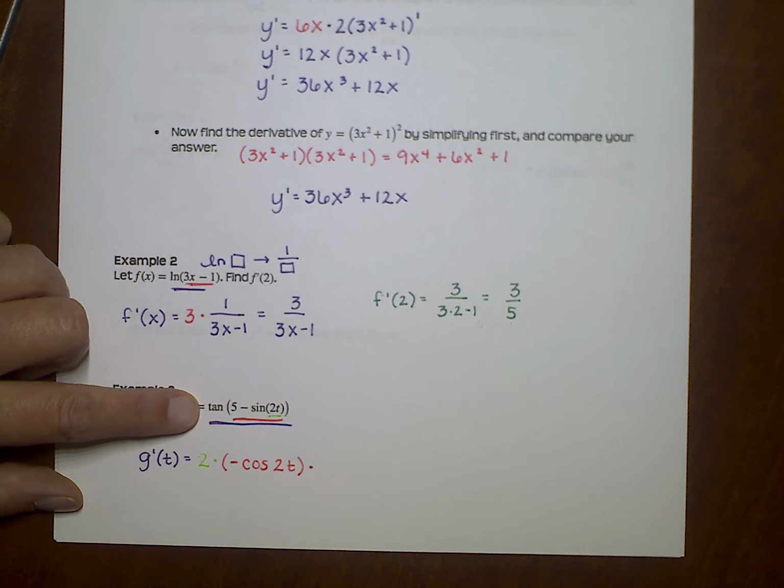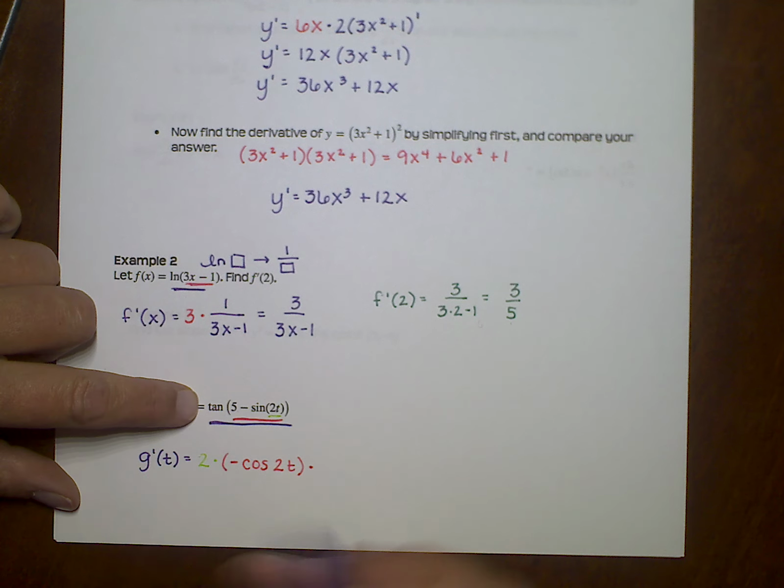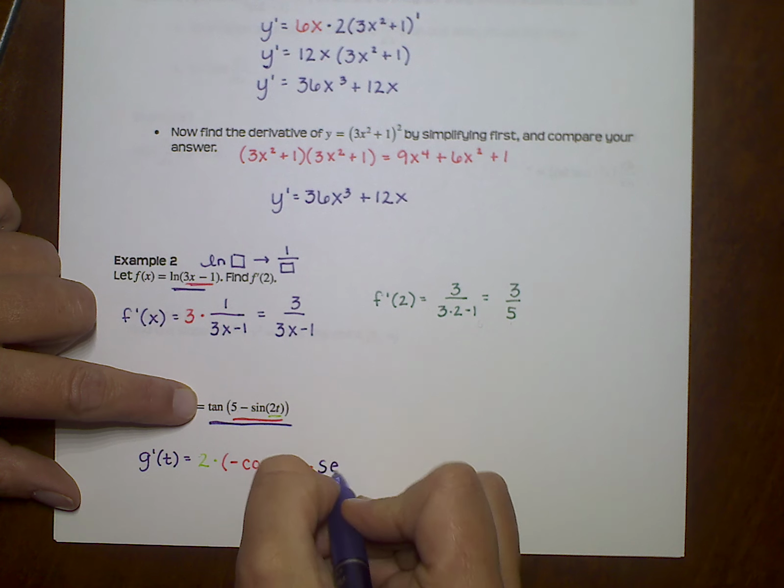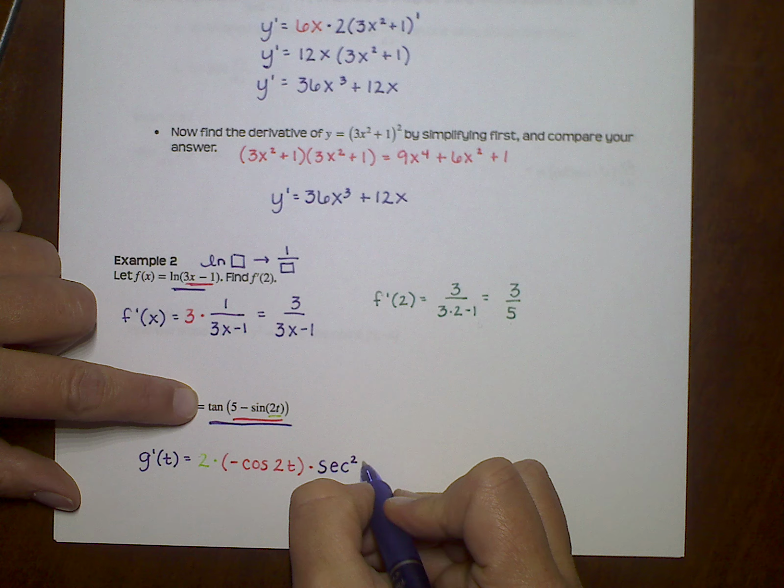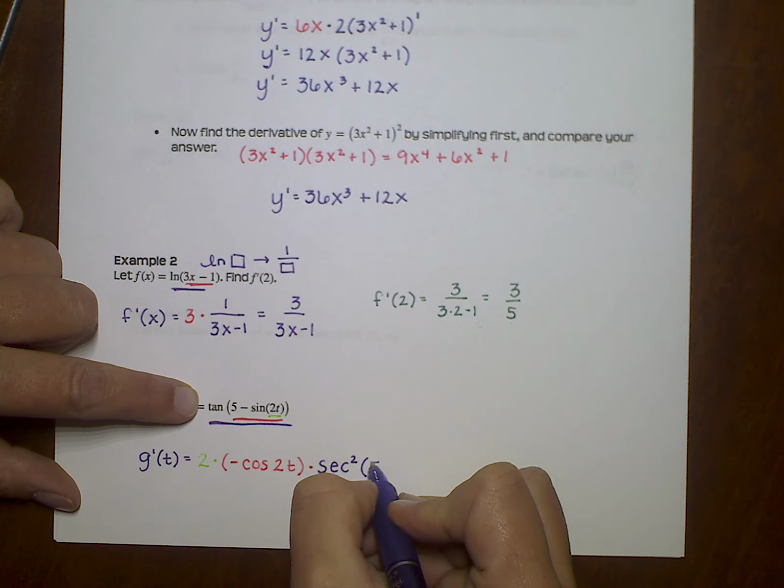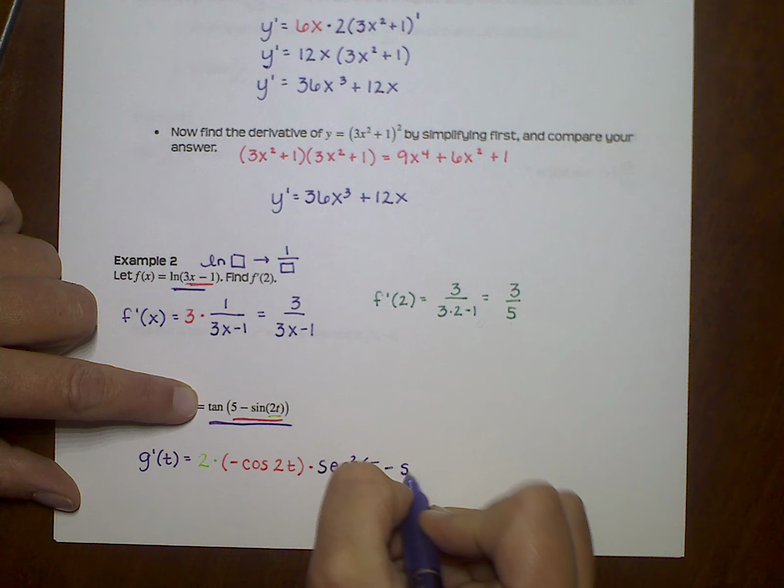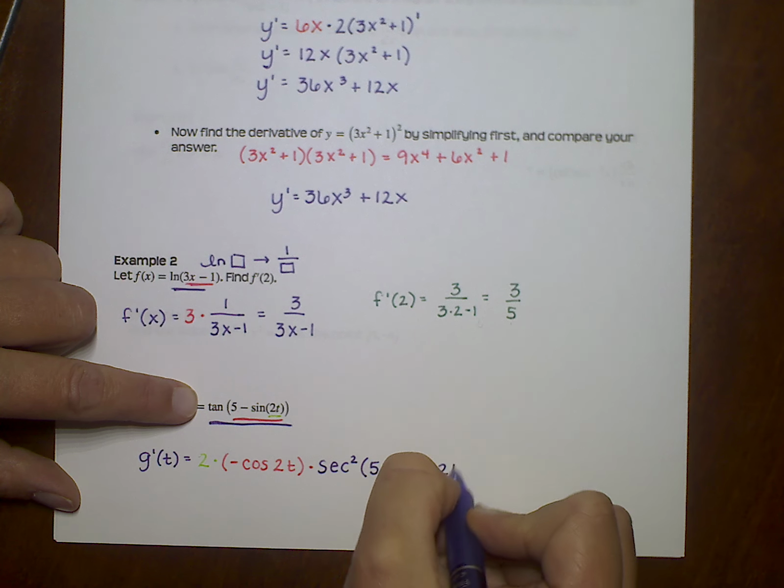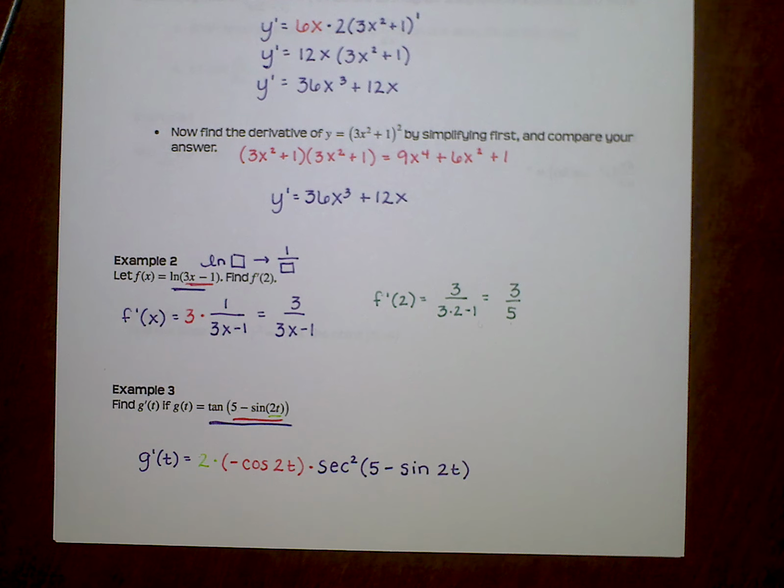times, and then on that very outside I have tangent. So my derivative of tangent is secant squared of the whole thing that was in there before, so the 5 minus sine of 2t. There's really not a whole lot of simplifying I could do with this one. If I were to rewrite this, I would probably just put this negative sign on the 2 and make it a negative 2. That's usually better than writing it this way because sometimes that can get mistaken for a subtraction. But other than that, there's not much else we can do. That thing is just the derivative.